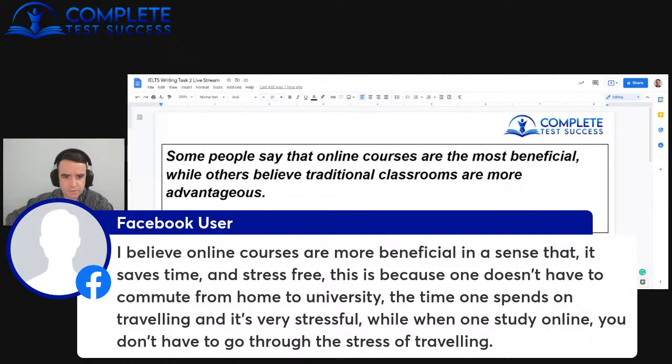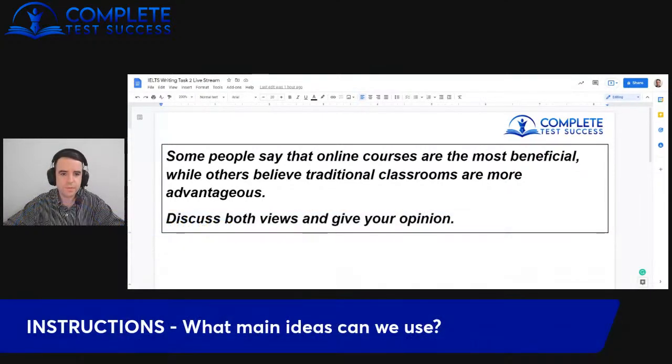One doesn't have to commute from home to university, the time one spends on traveling, and it's very stressful while one studies online. You don't have to go through the stress for traveling. I would say just go with one of those because in both cases you're talking about you don't have to travel. So I'd say just choose the main idea instead of saying it saves time. Just say you don't have to travel. Use that as your main idea, and then you can develop it with saving time and being less stressful. But you're not coming forward with saving time as the main idea and then talking about stress. It would be better just to focus on one thing.